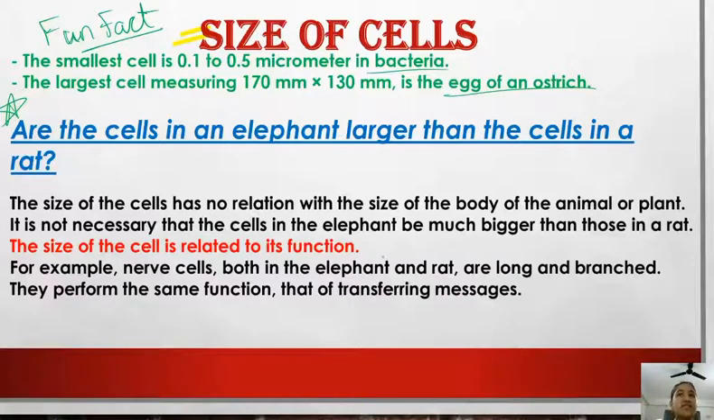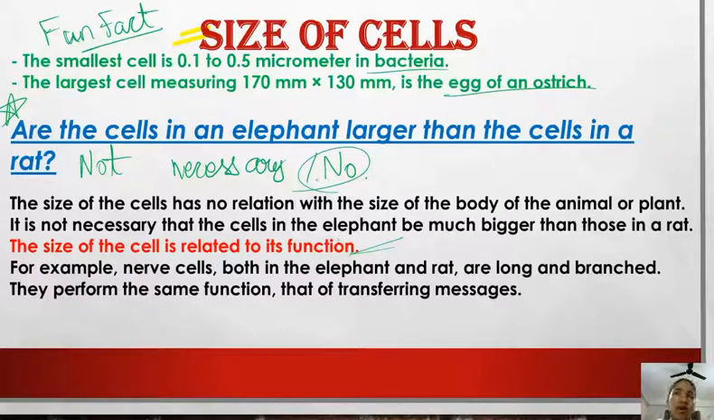The size of the cell is related to its function, like the shape is related, even the size. For example, nerve cells, both in elephant and rat, are long and branched. They perform the same function, that of transferring messages. So it's not necessary. You can go with this word rather than saying yes or no. Not necessary, okay, because there is no relation with the size of the body or anything. There is the relation with its function. Okay, relation with function.